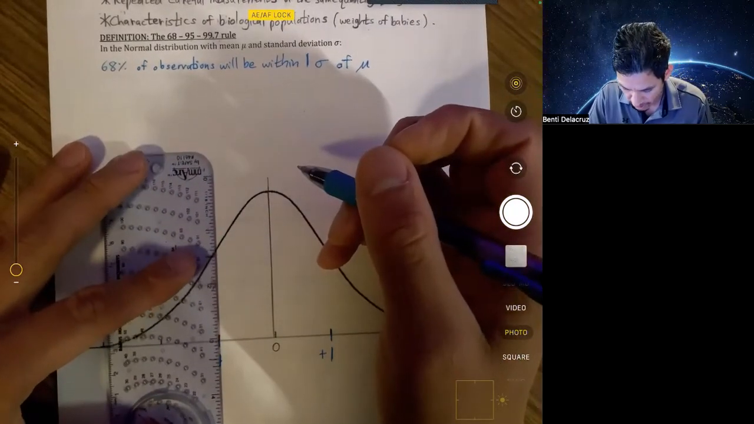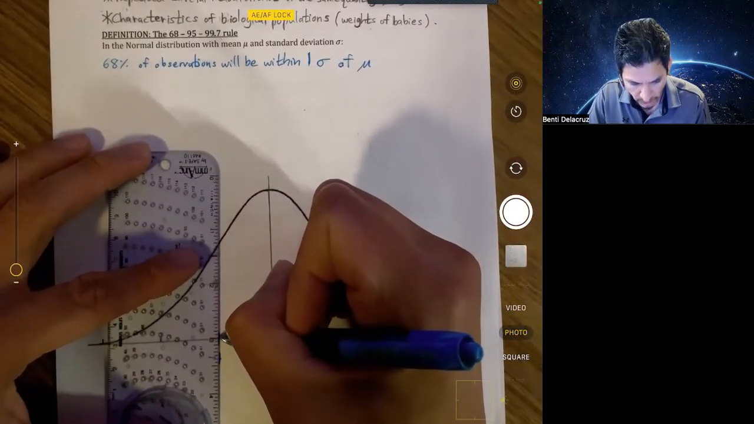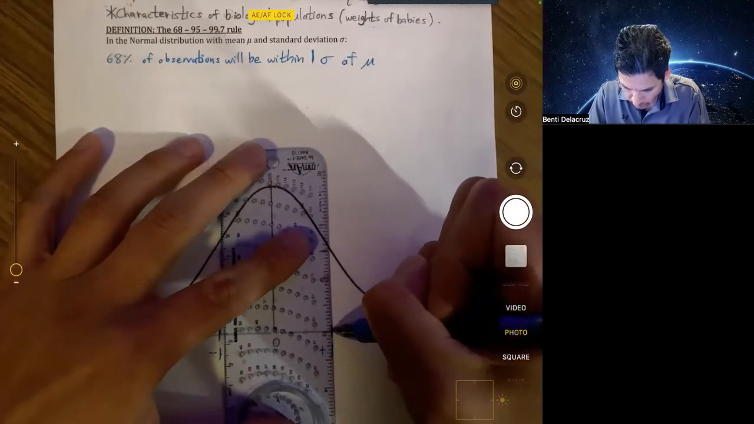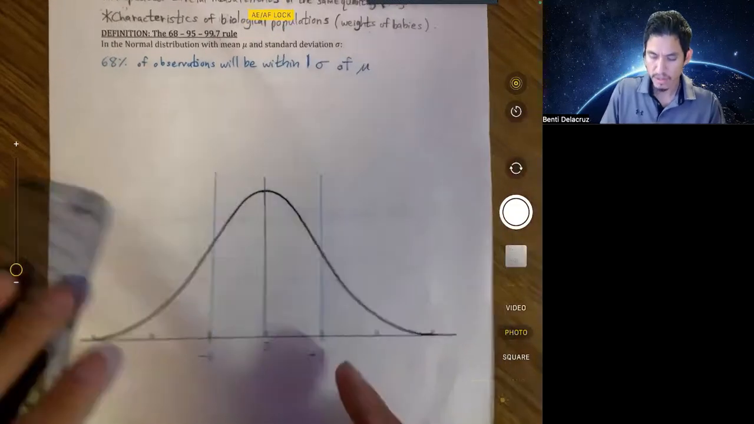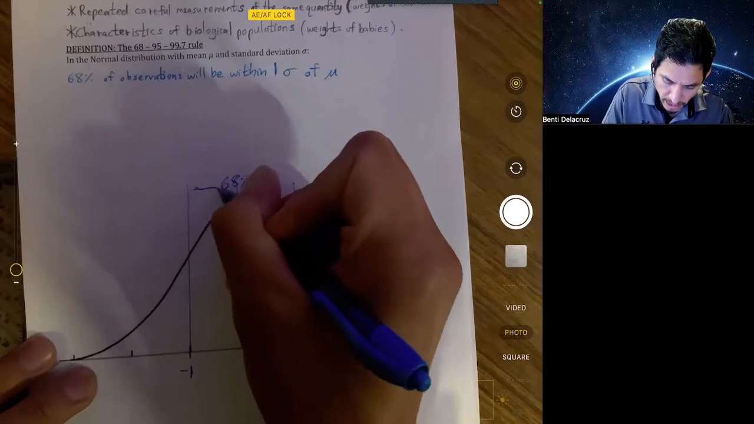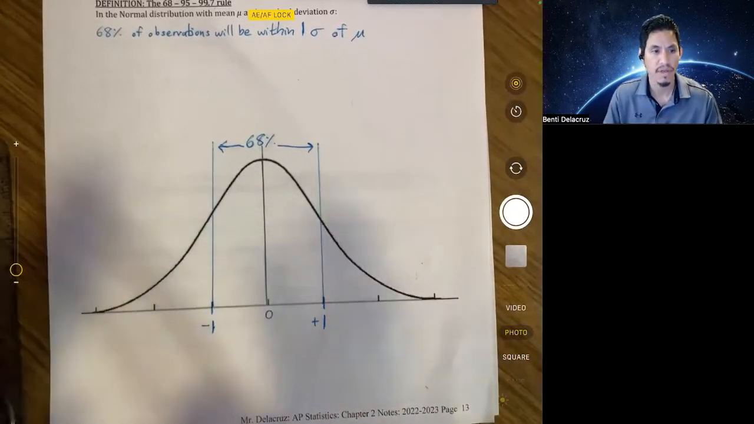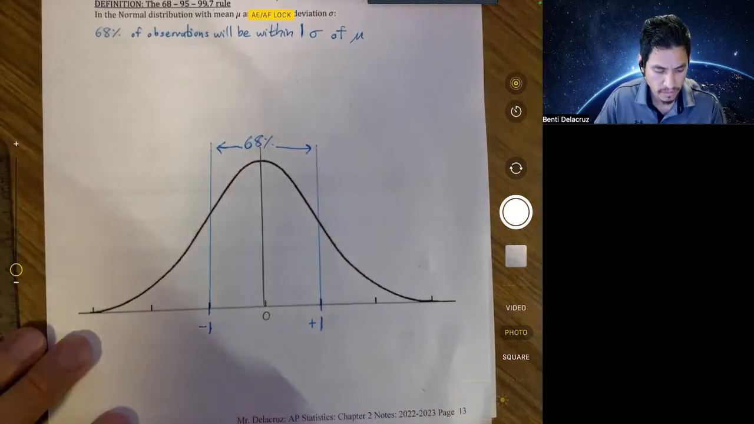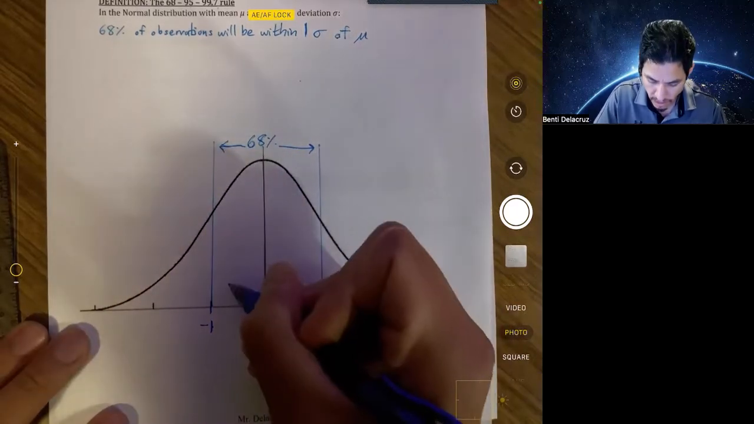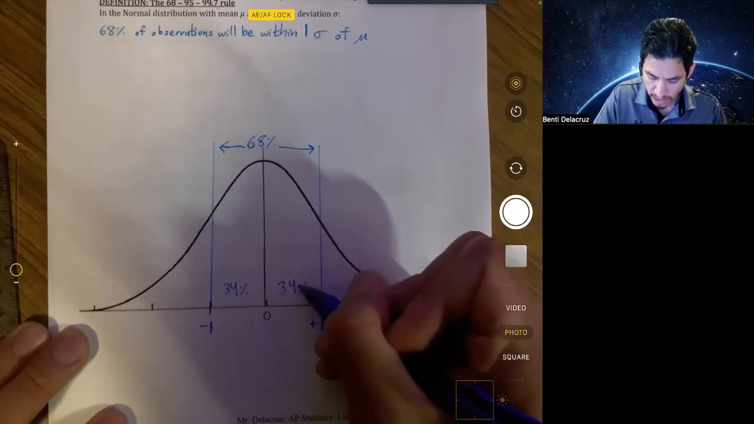So let me draw this a little higher out so we can show this a little more clearly. So 68% of the entire data is going to be from here to here. That's going to be in all normal distributions. And then that means that since this is a symmetric curve, 34% of the data will be in here and the other 34 will be in here.